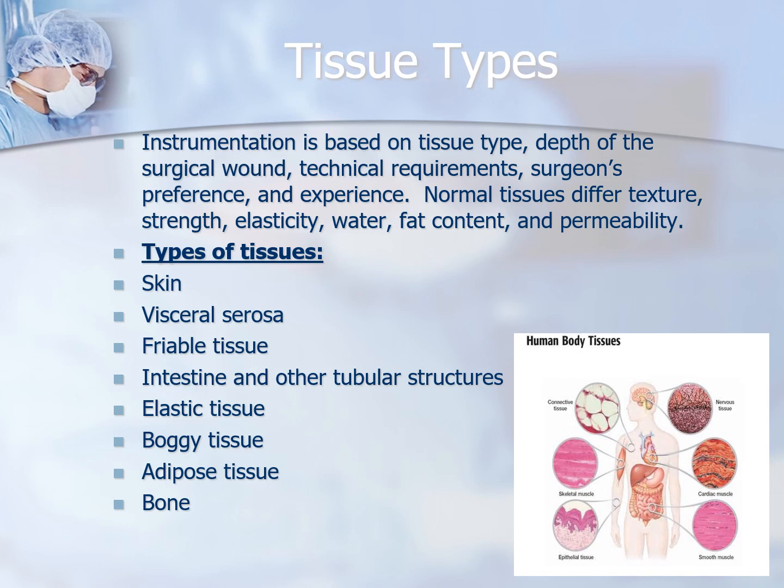Is it delicate? Is it tough? All right, so the types of tissue that the book talks about are skin, which is super tough, and visceral serosa. So here we're talking about the bowel, the stomach. Friable tissue. Friable tissue is tissue that's going to tear really easily.